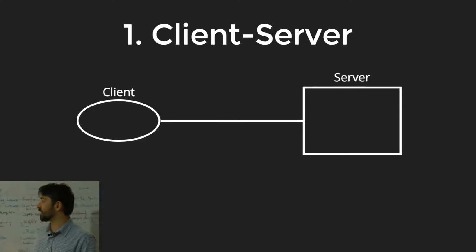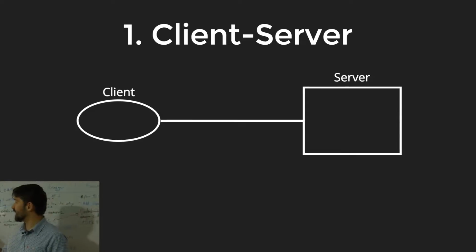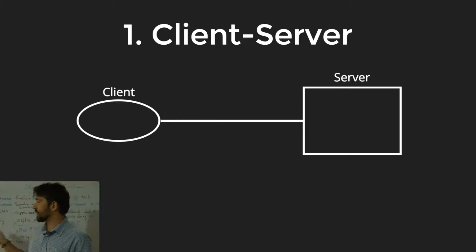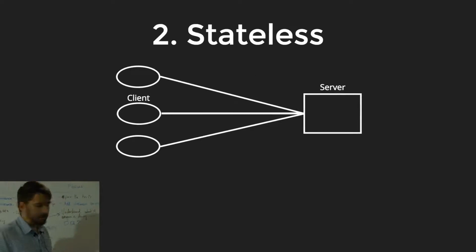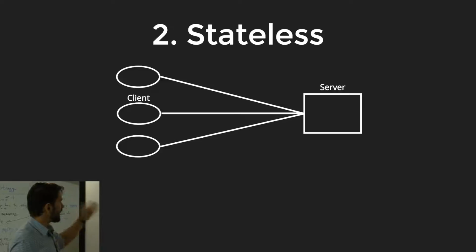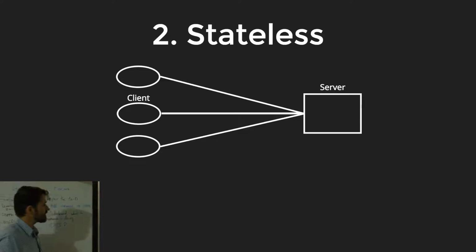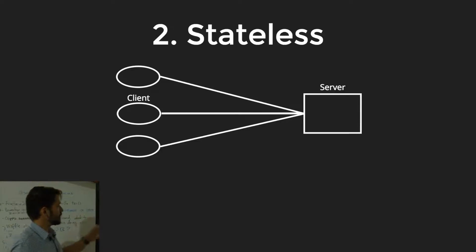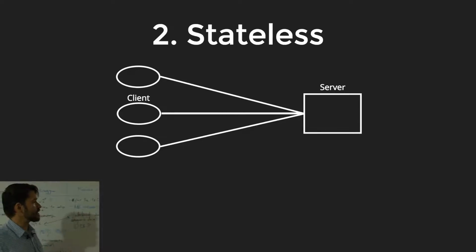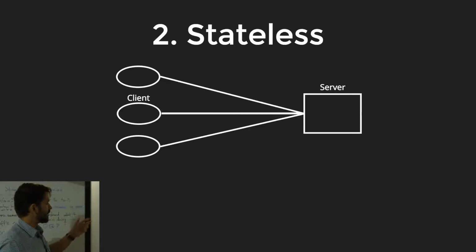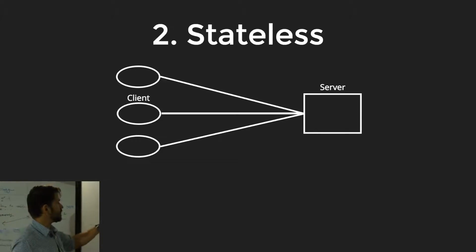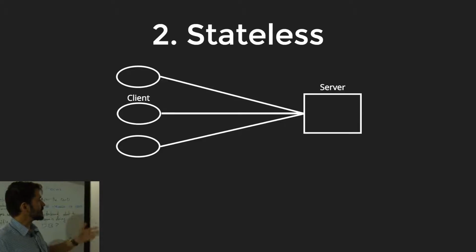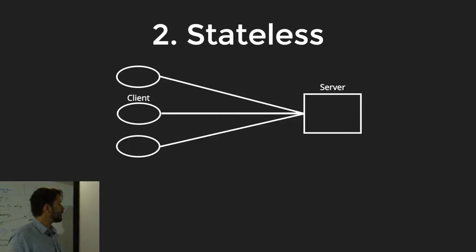First constraint is client-server. This is based on the separation of concerns principle. Client can evolve independently from the server, and the other way around as well. Second, stateless. This states that the communication between client and server must be stateless, and each transaction must include all the information necessary to complete the transaction. This has many advantages, and one of them is that the server doesn't have to remember the client state, so it can serve more clients simultaneously using less resources.